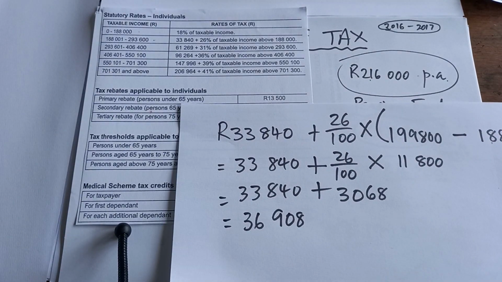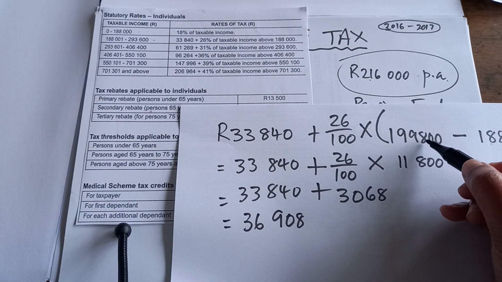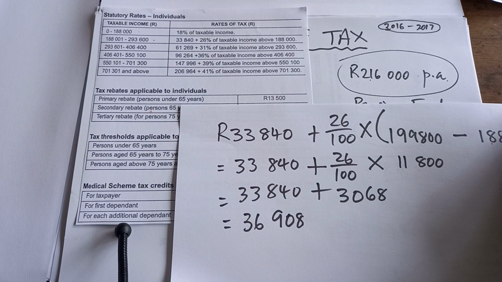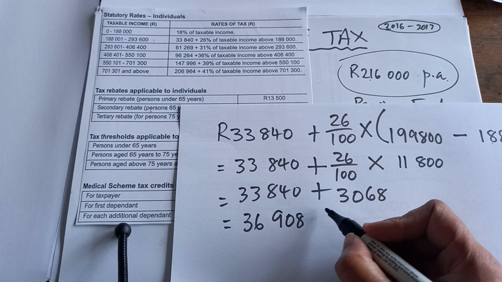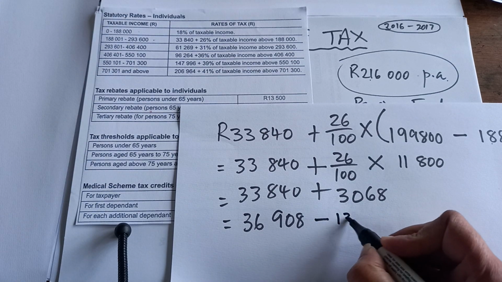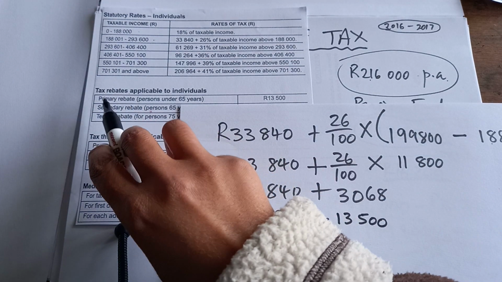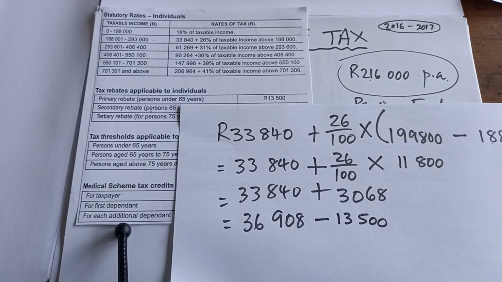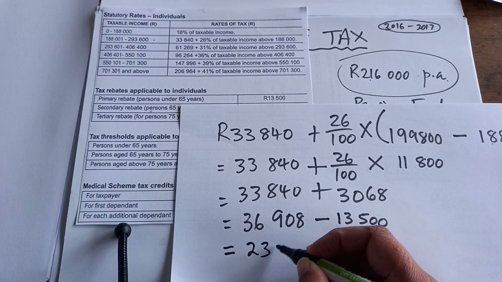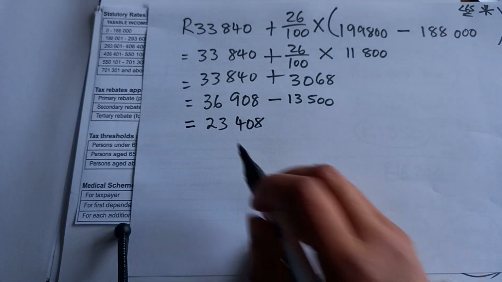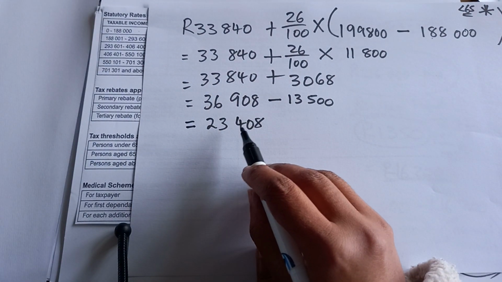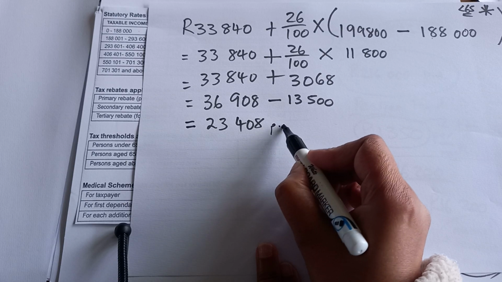Right? So the next step, remember on your tax table, after tax brackets, you've got tax rebate. So let's say our taxpayer is under 65 years old. So he will qualify only for the primary rebate. So I'm going to minus 13,500. There we go. Primary rebate, 13,500. So that's gone. This comes down to 23,408 rands. So this is my annual income tax. So it's per annum.